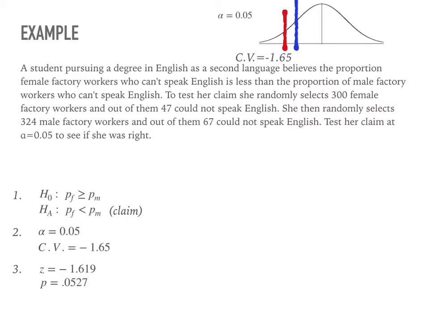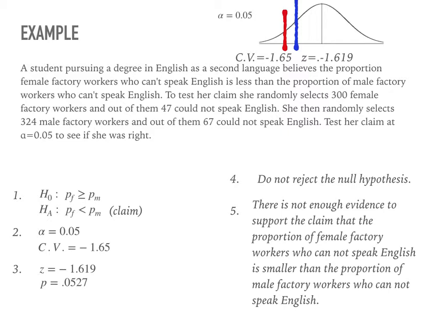Our test value is negative 1.619, and our p-value is 0.0527. We see that our test value is not in the tail area, and our p-value is just a little bit bigger than our alpha. This tells us we do not reject the null hypothesis. So we can state there is not enough evidence to support the claim that the proportion of female factory workers who cannot speak English is smaller than the proportion of male factory workers who cannot speak English.